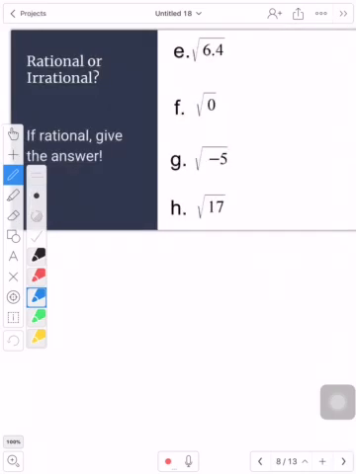Okay, and we'll do this one more time, so go ahead and pause the video while you solve these. If they're irrational, you can't solve them, but if they are rational, go ahead and give the answer. Okay, so hopefully you got the same answers as I did.